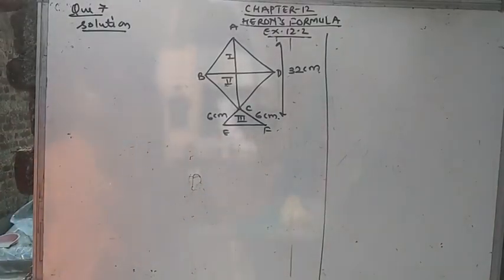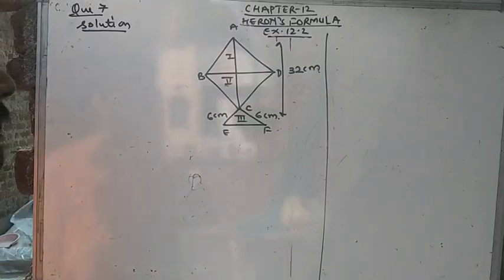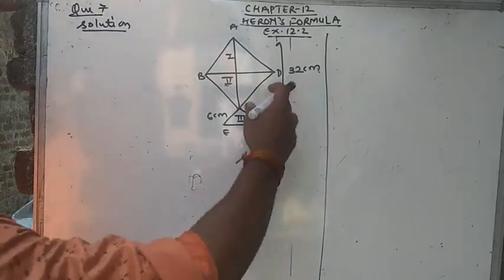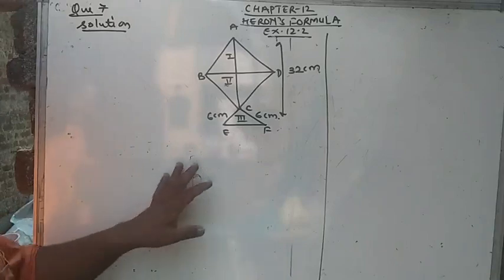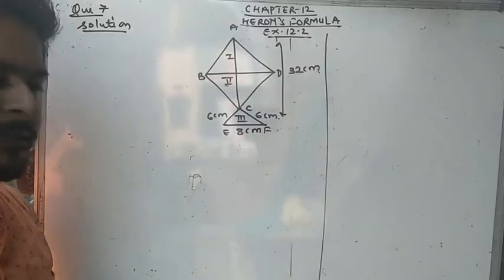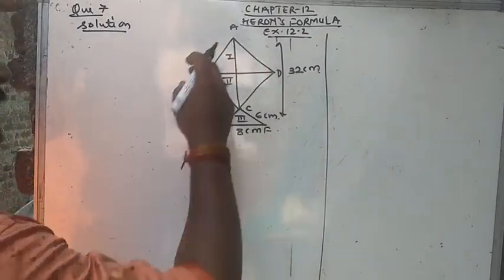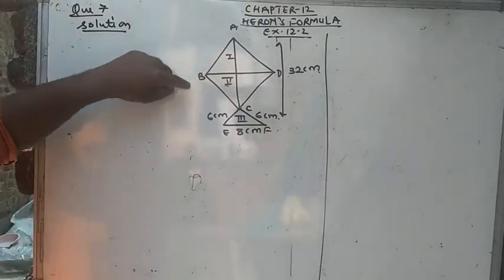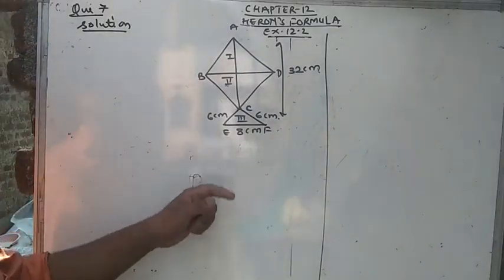Now it is question number 7. There is a kite in question number 7, and we have to find the total area of the first, second and third portions. ABCD is a square whose diagonal is 32 centimeter, whereas the portion CEF is an isosceles triangle in which the two equal sides are 6 centimeter and the remaining side is 8 centimeter. First we need to find the area of the first and second parts, and in the last we will calculate the area of the third part.